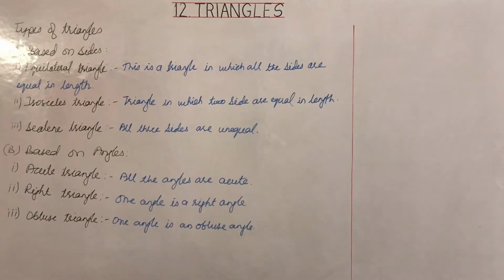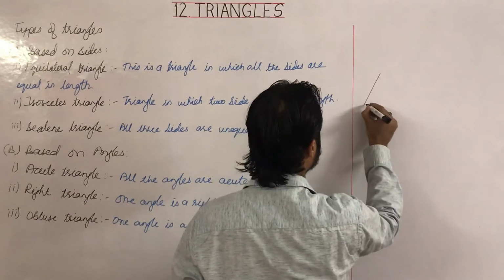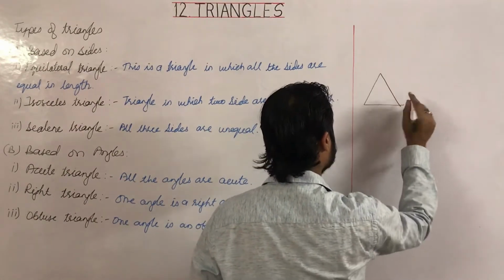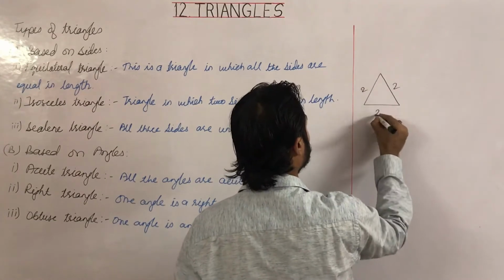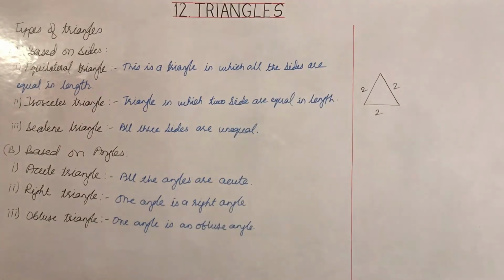First, equilateral triangle. This is a triangle in which all the sides are equal in length. So for a triangle, if all three sides are same or equal in length, then this type of triangle is known as equilateral triangle. So here all three sides are of equal length, 2 by 2 by 2.